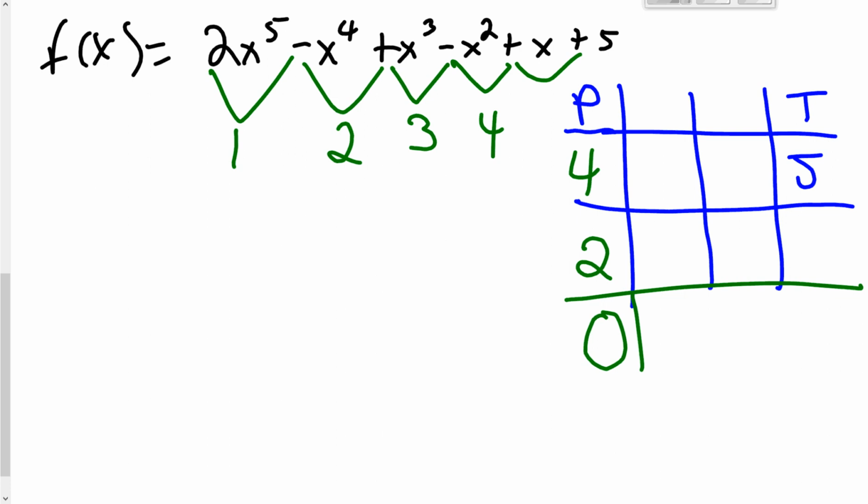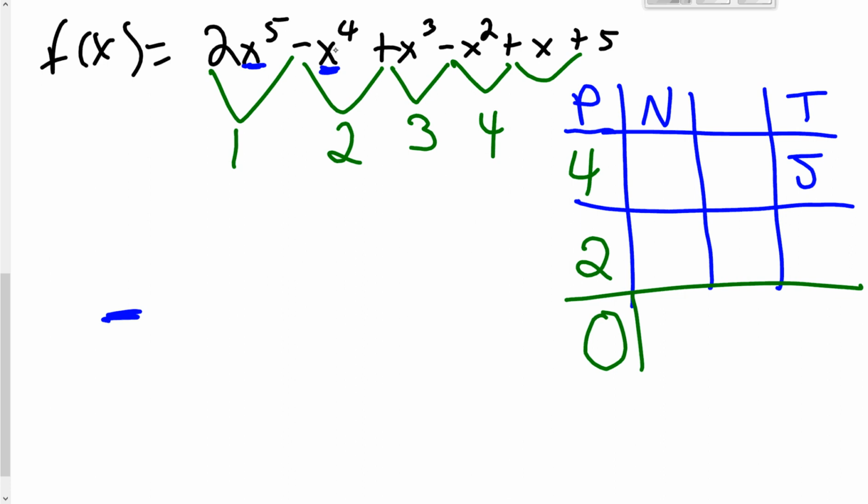Now I need to figure out my negatives. To find out my negatives, I plug in a negative for all my x's, and then use my exponents to figure out what the sign of the coefficient will turn to. So when I plug a negative in for this x and multiply it by itself 5 times, I still get a negative, and a negative times 2 would be a negative. So that coefficient would be negative.